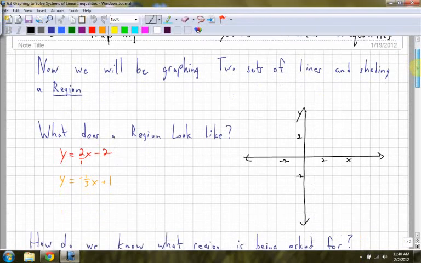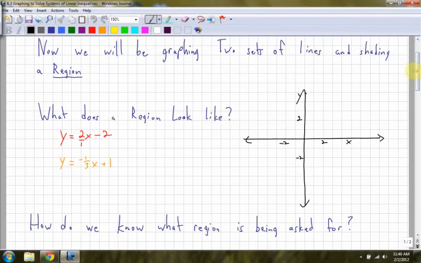Alright, so what does a region look like? So you'll be graphing two sets of lines and shading what's called a region. First thing we need to do is look at the red line and say, okay, -2 is my y-intercept, so I put a point. 2 over 1 is my slope, positive slope, so I go up 2 over 1, up 2 over 1, or I could also go back down 2, back 1. Once you have your points, take a ruler and draw a straight line through your points.